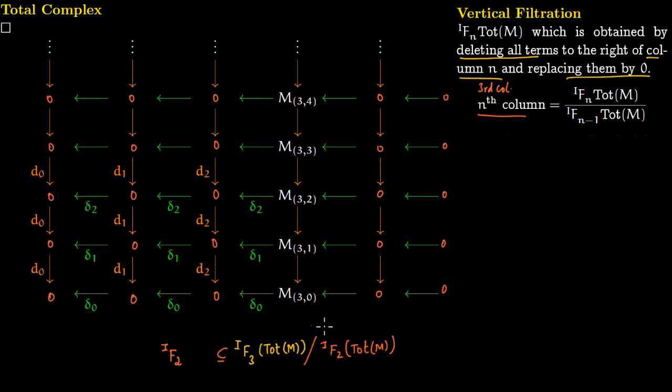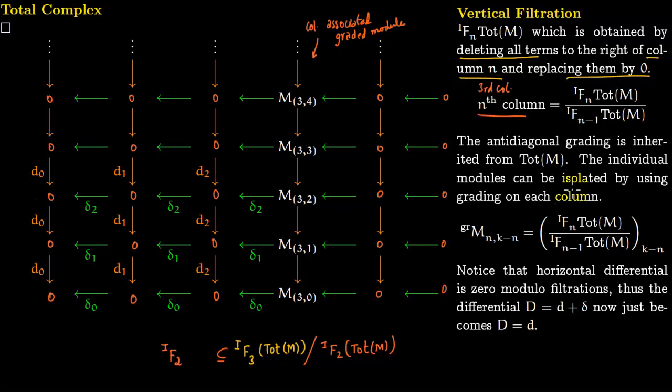Once we modulo this second part out, the only thing you'll get is the third column. As you can see, everything else becomes 0. So this is our associated graded module, which is just the column. Our column is the associated graded module. And the anti-diagonal grading is inherited from the total complex. Even if zeros are not here, if you're just talking about this portion, you can have the standard grading which we had in the total complex. You just inherit it from the total complex.